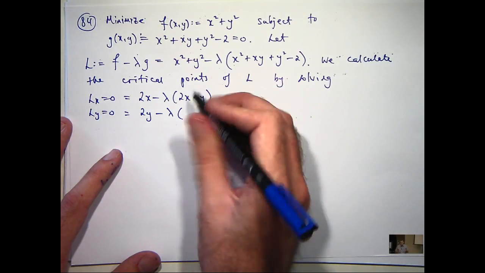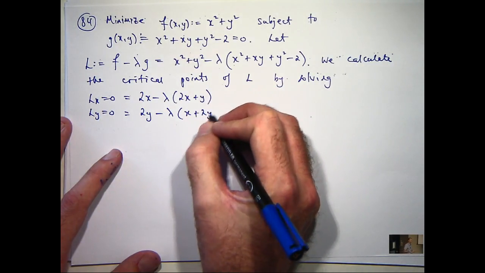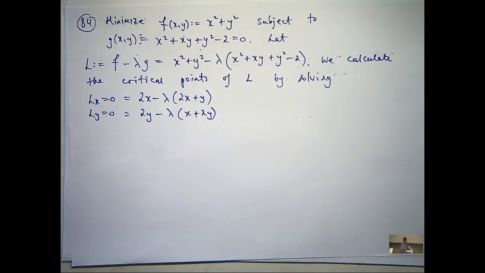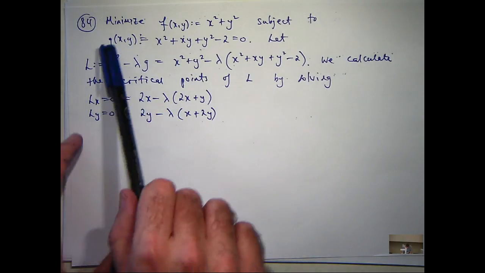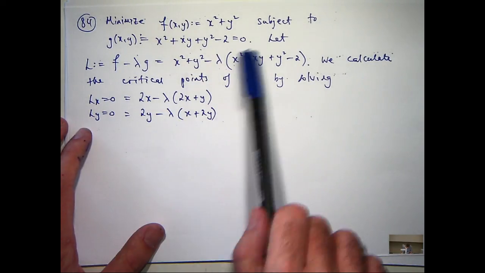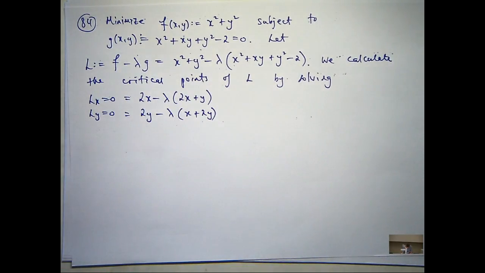We're going to get x plus 2y. We set them equal to 0. Now, we're sort of in a bit of a bind. We've got these two equations down the bottom. Don't forget, we've also got our constraint equation, so we've got 3 equations. But how did you solve these equations down here?